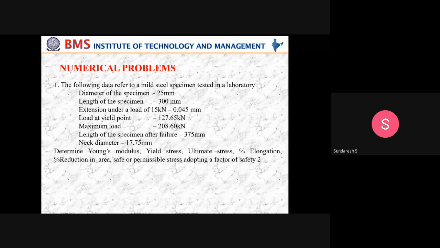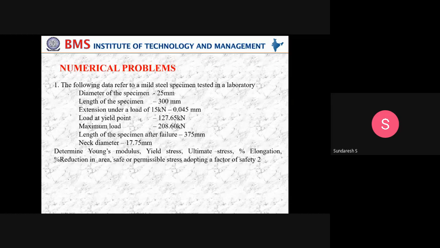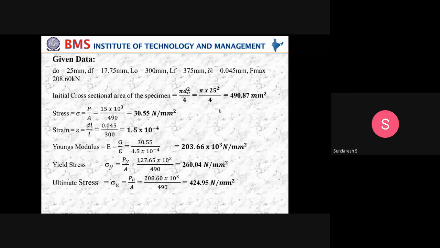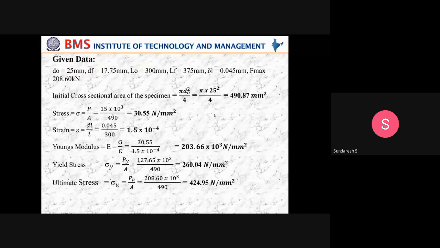So this value of extension is at a load of 15 kilonewton. Okay, please remember this. Delta L is 0.045 millimeter at 15 kilonewton, and then they have given the load at yield point as 127.65, so we can say Fy. Then for FRP, anything you can take. Maximum load they have given is 208.65, that we can take, no problem.